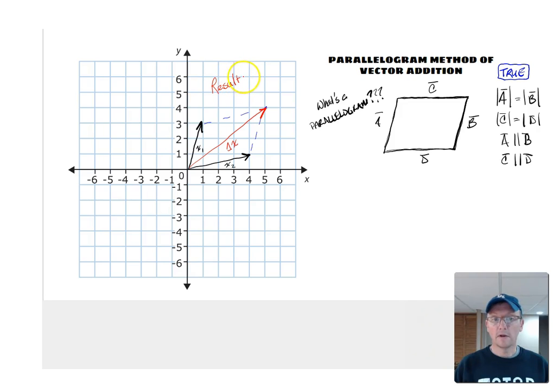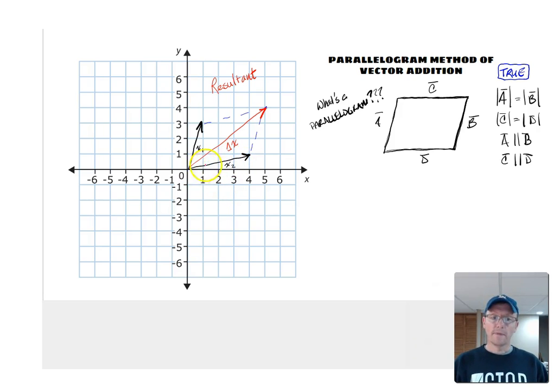The resultant is a name that we give to a vector sum. So when we add 2 vectors together, we get a resultant. Doesn't matter what kind of vectors we're adding together, 2 velocities, 2 accelerations, or 2 displacements, or later on 2 forces. The answer is always called a resultant. And so the resultant is right here.